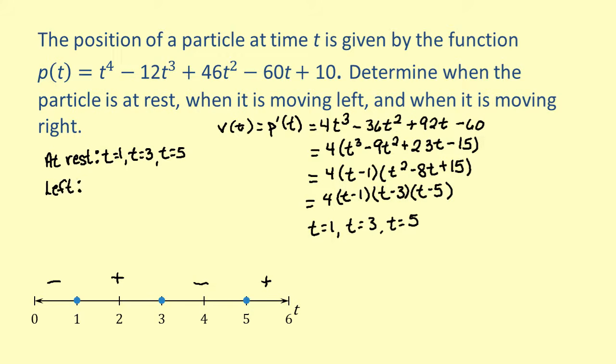Therefore, the particle is moving left over the intervals 0 to 1 union 3 to 5, and the particle is moving right over the intervals 1 to 3 union 5 to infinity.